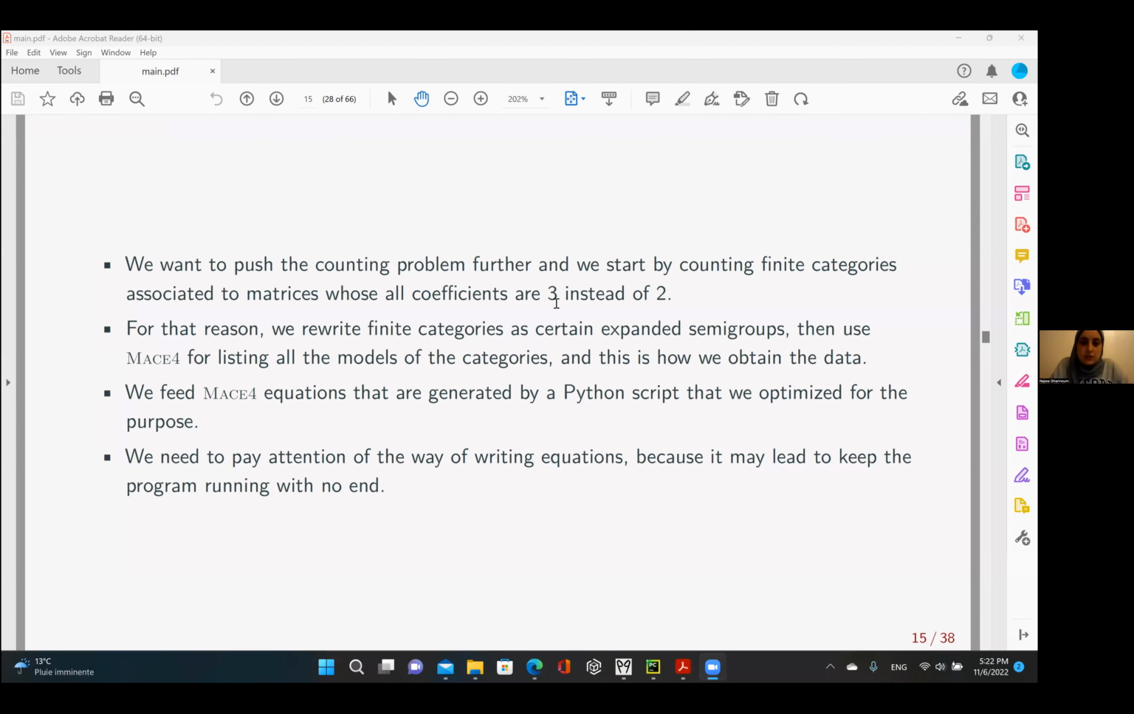So I will share my screen. Okay, can you all see the screen, the Python script?